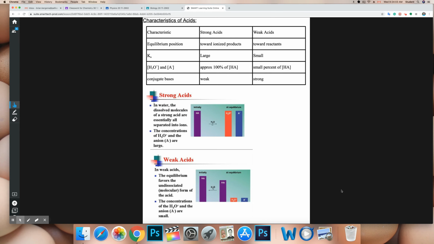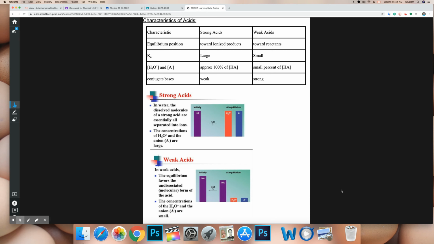Okay, just some characteristics of strong acids and bases. We should know these. The equilibrium position for strong acids is towards the products, for weak acids towards the reactants. Ka is going to be large for strong acids, small for weak acids. Approximately 100% of our strong acids form products, while a really small percent of weak acids do. The conjugate bases of strong acids are really weak, weaker than water, so we don't even count them as bases, whereas weak acids have strong conjugate bases.